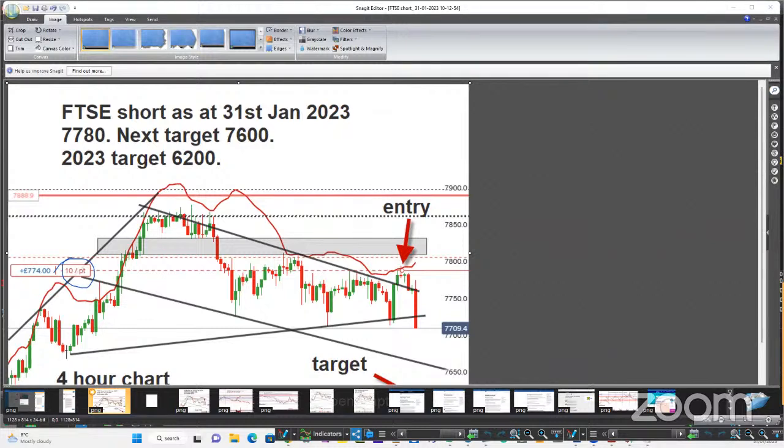I shorted that level because it's a level I've been stalking and prepped for, because it triggered short on my system. Once I drilled down from the weekly to the daily to the 4 hour, this is a 4 hour chart, it triggered short on my system. That's why I shorted. Well, let's look at it. Let's have a quick look at the FTSE in detail.